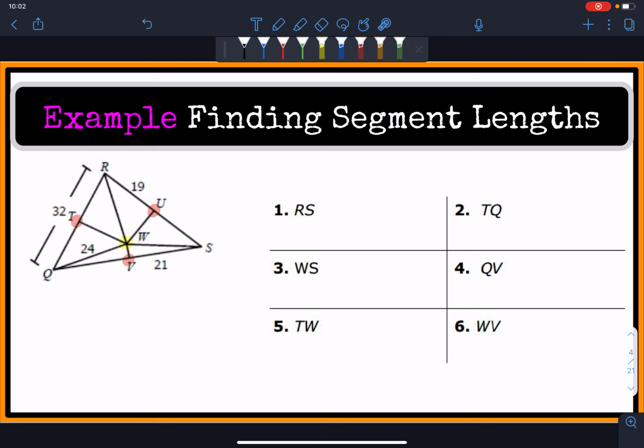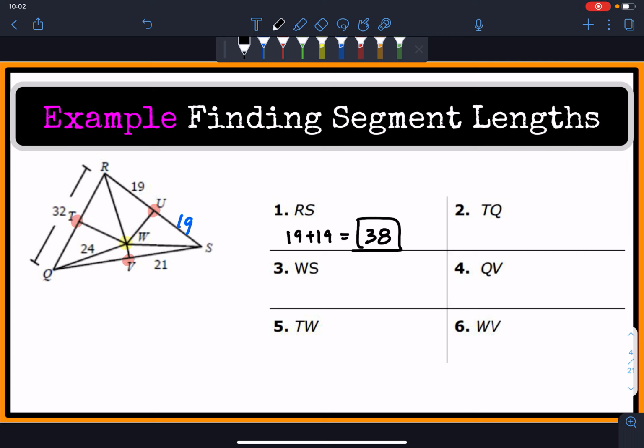So we're going to figure out the distance from R to S. Since U is in the middle, the distance from R to U is 19. Therefore, the distance from U to S is also going to be 19. And 19 plus 19 is equal to 38. So that is the distance from R to S. It's going to be 38 units.